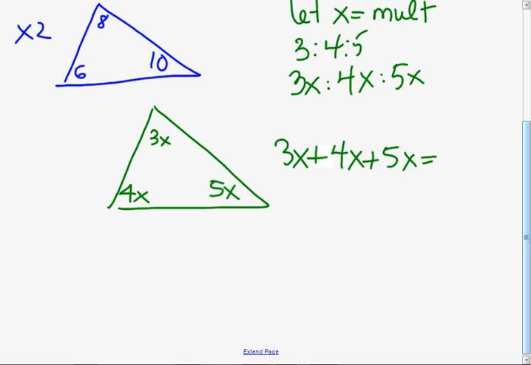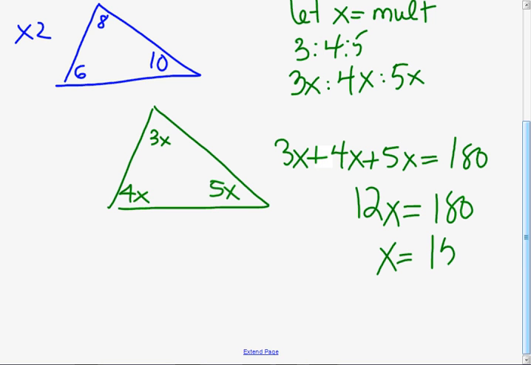180. What are the sum of the angles of a triangle add up to? 180. So how many x's is that? I have 3 and 4 more, and 5 more is 12x. Equals 180. TJ, do you know how many times 12 goes into 180? Close. It's 15.